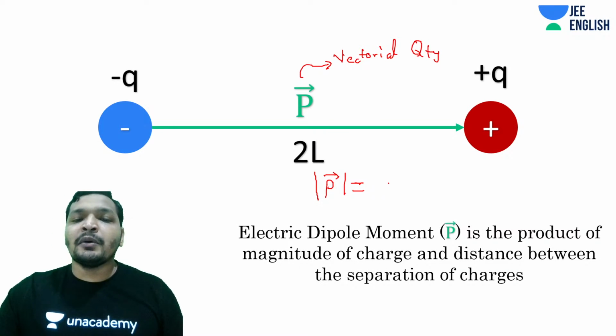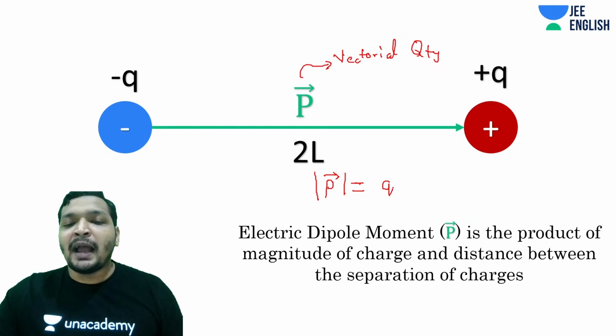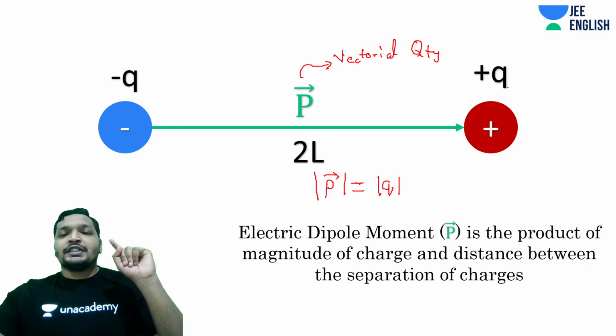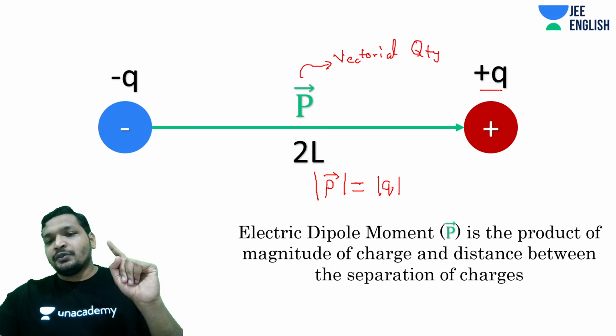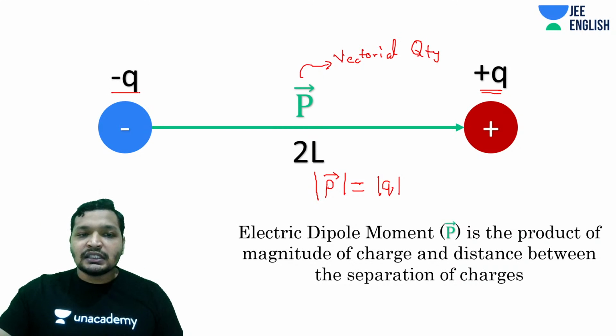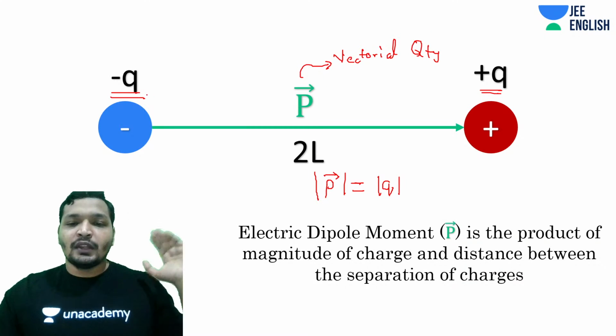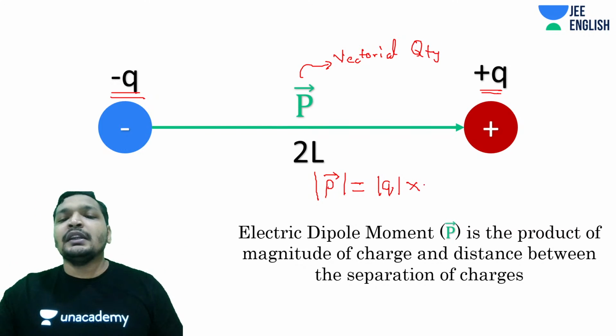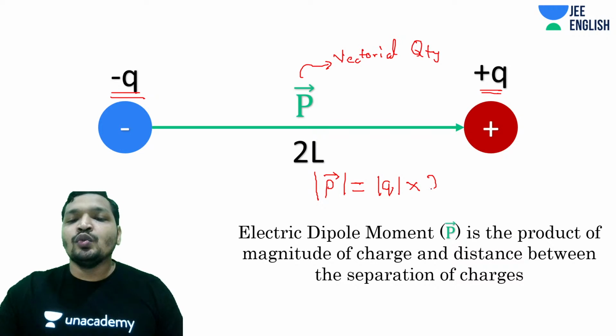What is this dipole moment? Dipole moment is nothing but magnitude of charge Q. What should be the value of charge, this plus charge? It should be plus Q. The value of minus charge in this case should be minus Q. Right? So what should be your dipole moment's magnitude? It should be magnitude of Q into 2L.